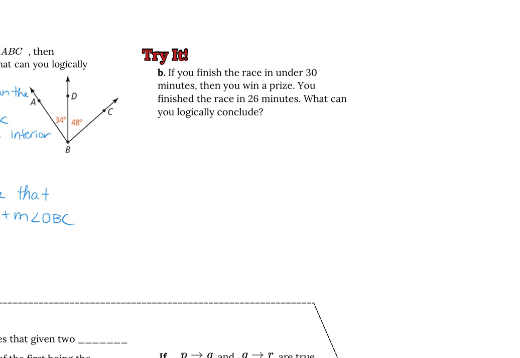So our try it: if you finish the race in under 30 minutes, you will win a prize. You finished the race in 26 minutes. What can you logically conclude? Okay, so since 30 is greater than 26, we can conclude that you won a prize.